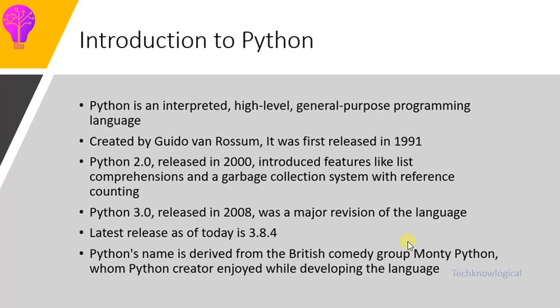Python 3.0, which was a major revision of the language, was released in year 2008, and it was not completely backward compatible. That means much of the Python 2 code does not run unmodified on Python 3. So you need to convert your Python 2 code to make it compatible with Python 3. As of today, when we are recording this video, the latest release of Python is 3.8.4 and Python 2 has been officially discontinued.